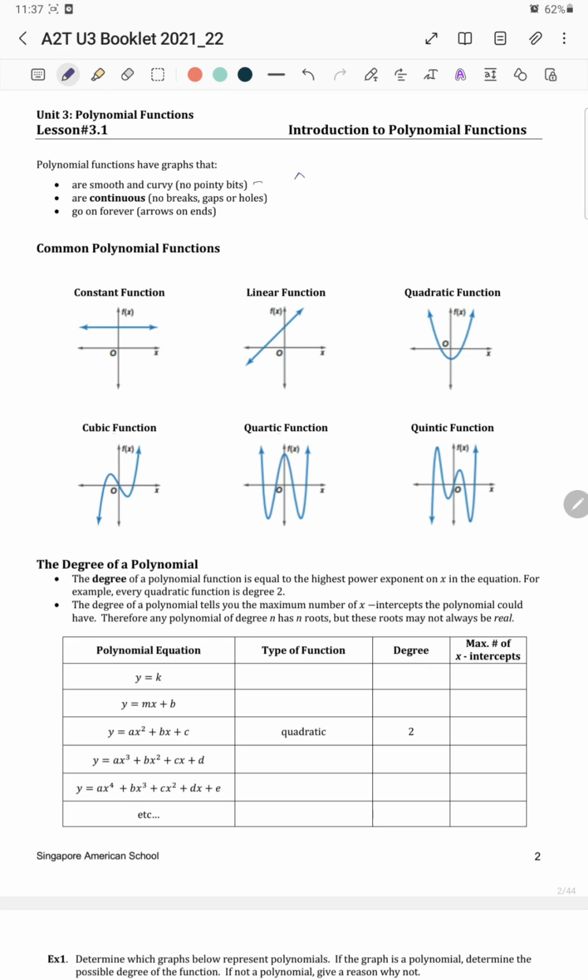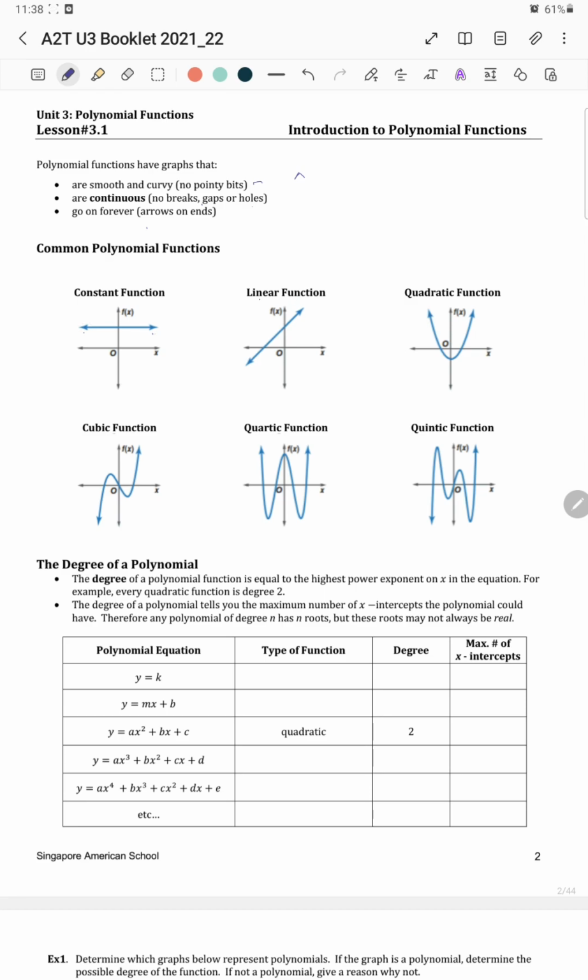There is nothing like this, no pointy bits. They are continuous, there are no breaks or gaps or holes. They go on forever, they have arrows on the ends. Okay. So what are the common polynomial functions? This is a constant function. So you can see that it has arrows on the ends, it goes on forever.